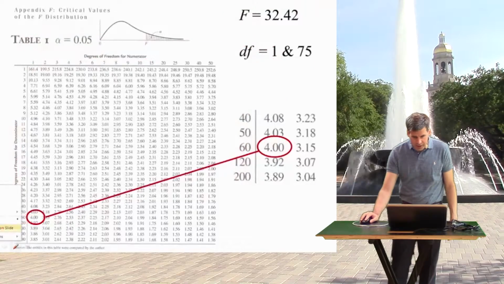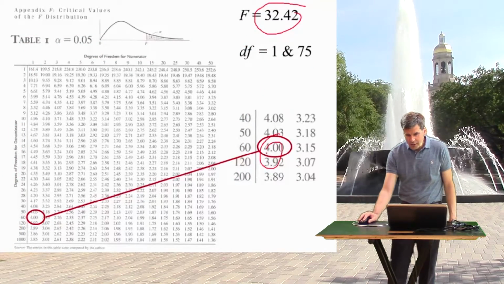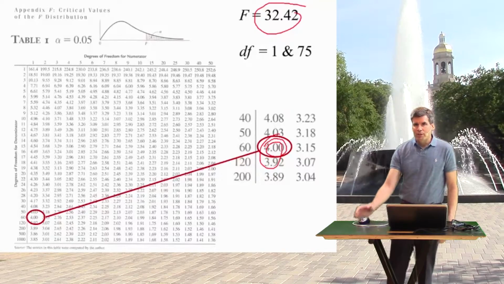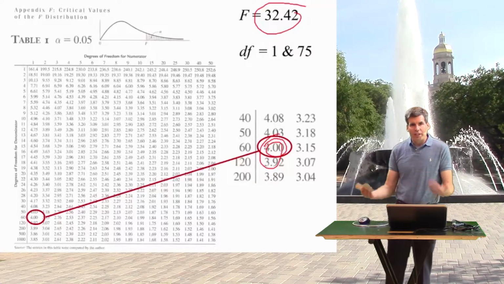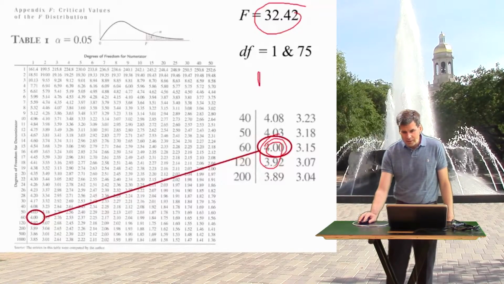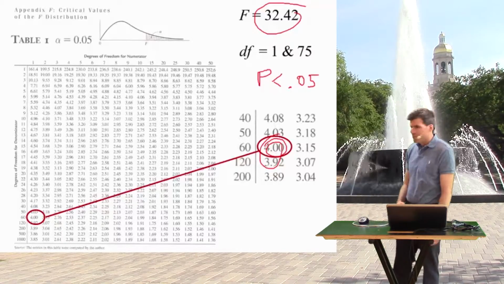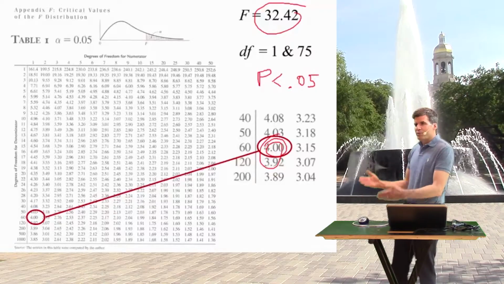So, in this example, we got an F of 32.42. That is indeed greater than 4.0. So, we can say this is significant. We can reject the null hypothesis. We say P is less than 0.05. And that's all we can do for this page.